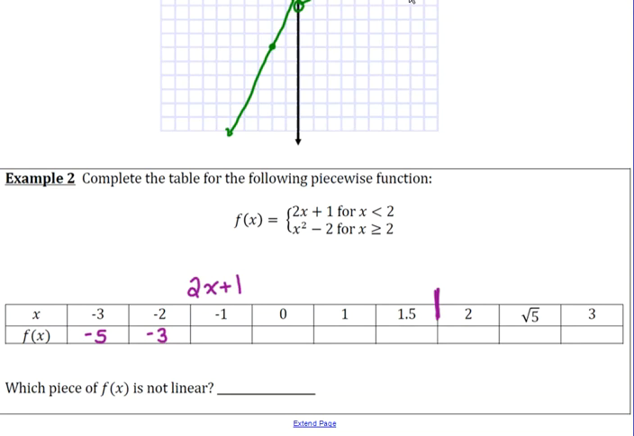So x equals -2, plug that in. -4 plus 1, that's -3. For -1, that goes in the first piece, so -2 plus 1 is -1. Plug in 0, we get 1. Plug in 1, we get 3. Plug in 1.5. Your table won't tell you that unless you go in and change some stuff, so you got to be able to know how to do it by hand. 2 times 1.5 is 3. 3 plus 1 is 4.